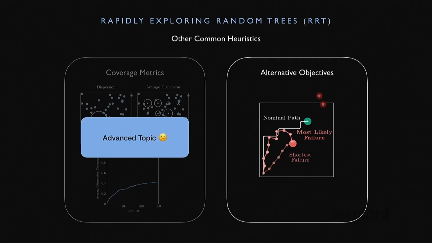The second common heuristic, which I think a lot of you have already been asking about, and which we're going to dive into, is alternative objectives. Before, we were just trying to explore the space. Now, can we incorporate those objectives we had last time, where we wanted to find the most likely failure, or, for example, maybe the shortest path to a failure? How do we go about incorporating those?